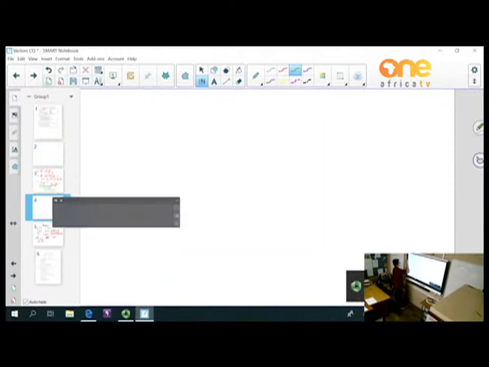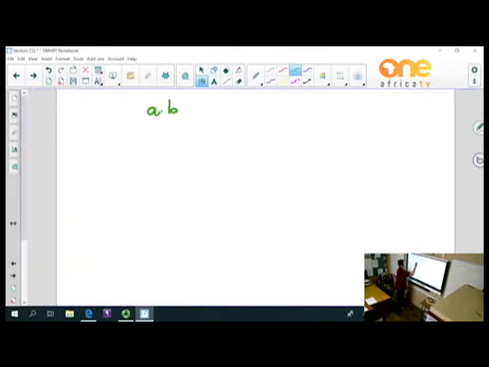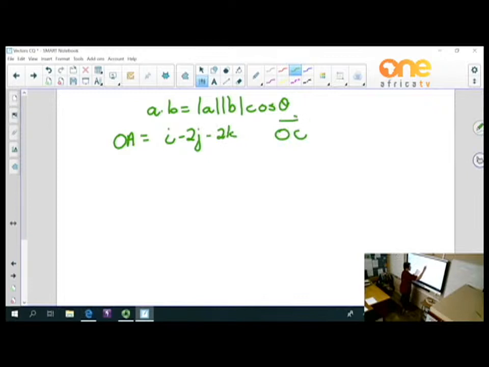Right, okay, I can take a new page now. So what I'm going to do is A dot B is equal to magnitude A, magnitude B, cosine theta. So what does A dot B mean? It's ii plus jj plus kk. So I'm working with this vector OA, which is i minus 2j minus 2k, and I'm working with OC, which is equal to 3i minus 4k. That is the two vectors.